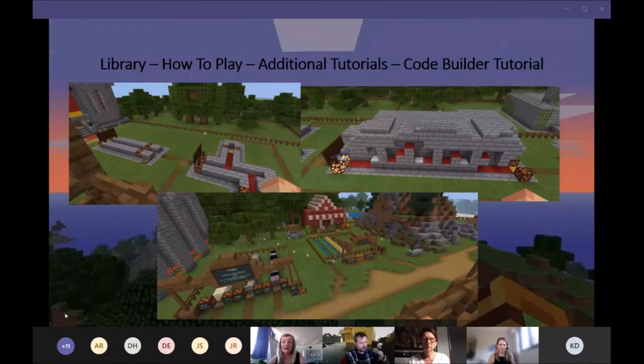I started about this time last year, term 4 last year, learning to code using the agent myself, and learned alongside my kids because I had no idea even how to place a block in Minecraft, never mind to code an agent to do it for me. So for this world, you go to library, how to play, additional resources, and code builder tutorial. And it takes you through about 8 different challenges where you have to code the agent, and they start very, very basic, where he has to just move forwards and backwards and stand on certain pressure plates, and then they become a little more advanced as you move on.